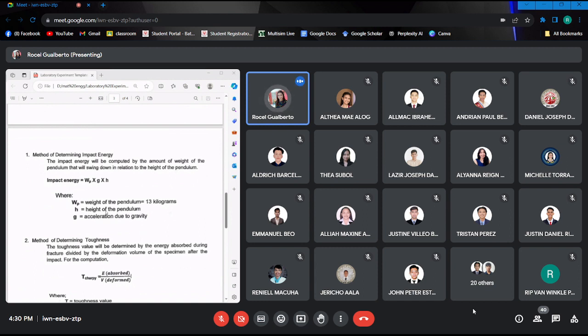Initial and final. Okay? Ibig sabihin, the object or the particle is moving to the right.